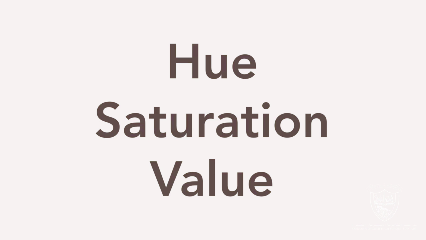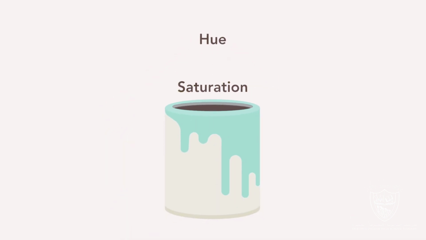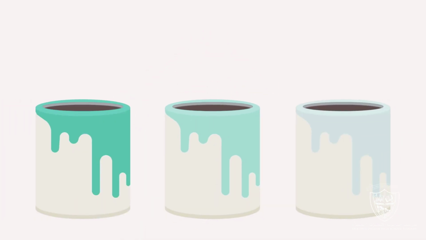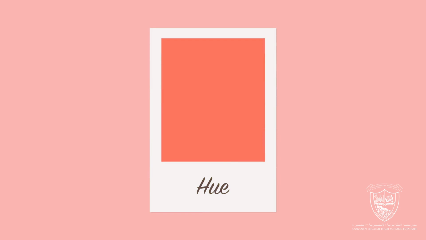Now, let's take it one step further with hue, saturation, and value. These are terms you might never see in daily life, but they're the key to understanding more nuanced colors, like all those little paint chips at the home improvement store. Hue is the easiest one. It's basically just another word for color.